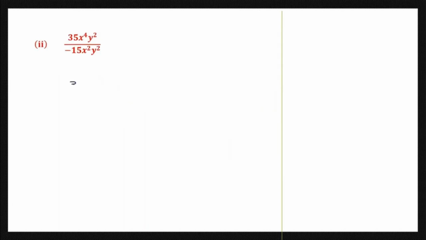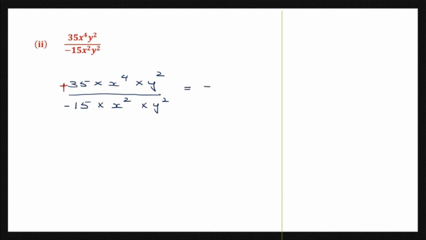Question 2. 35 into x to the power of 4 into y to the power of 2 divided by minus 15 into x to the power of 2 into y to the power of 2. So first let's look at the signs. Here we have a plus sign and a minus sign. Plus into minus will be minus. So the sign is minus.